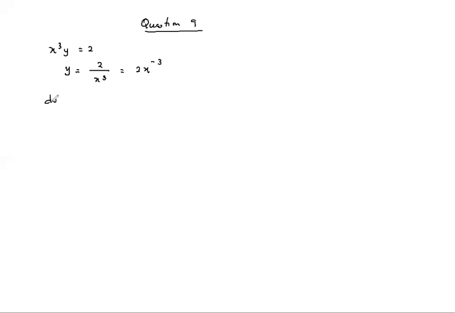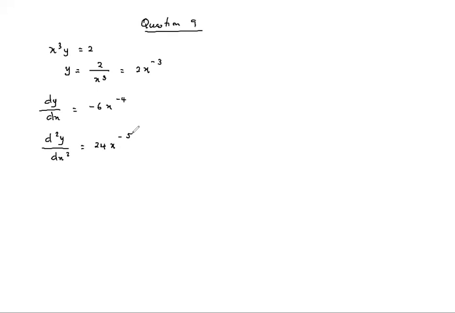Then find dy/dx. dy/dx will be -6x^(-4) because you're subtracting when differentiating. You subtract 1 from the power when differentiating. Then find the second derivative. That's how we denote it. So -6 multiplied by -4, you get 24x^(-5).